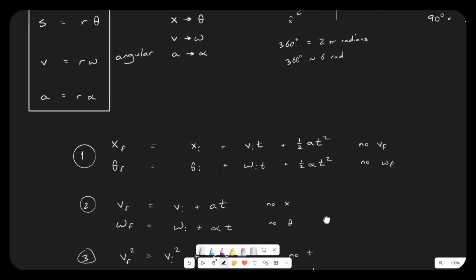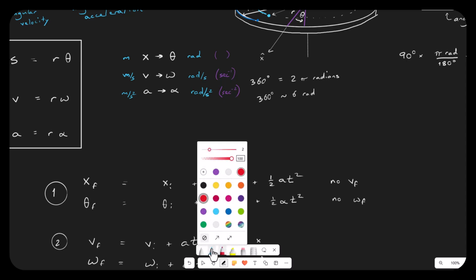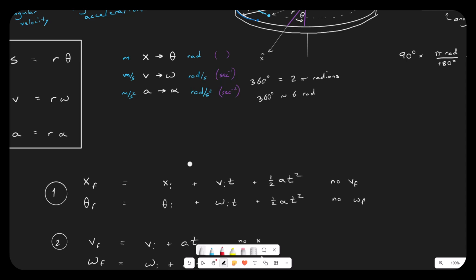I'm going to keep hitting some details. X had units of meters. V had units of meters per second. A had units of meters per second squared. Now we're going to get radians, radians per second, radians per second squared. Math does kind of a funny thing in that radians are a placeholder, so you might also see this as unitless, seconds to the -1, which is just 1 over seconds, and seconds to the -2. Radians are just a little bit strange like that. They come and go as they please.